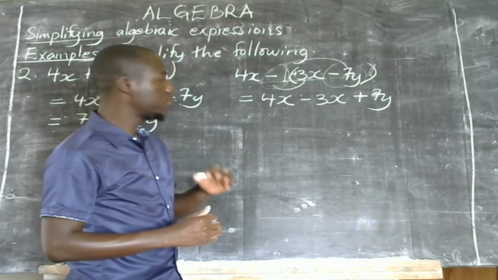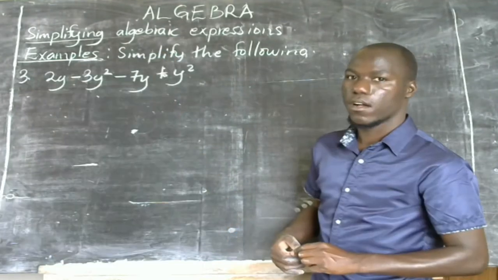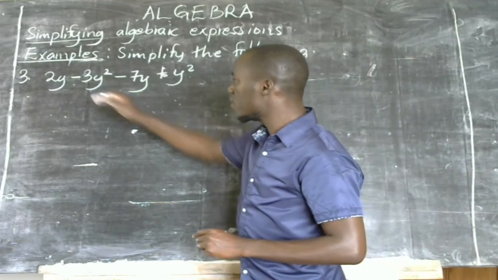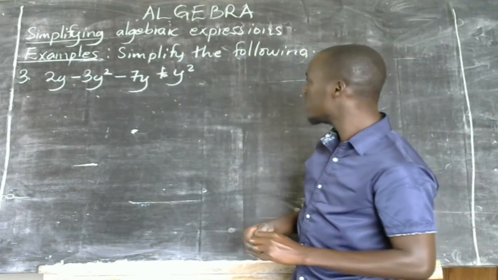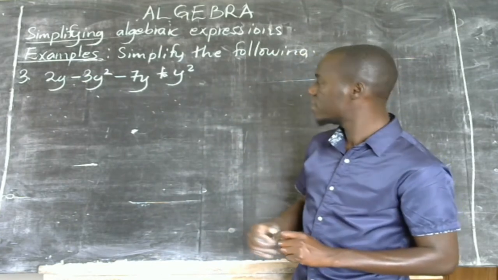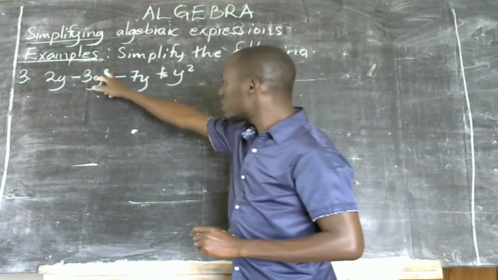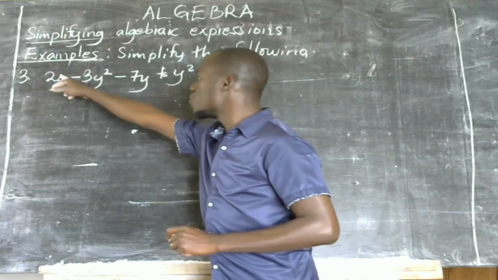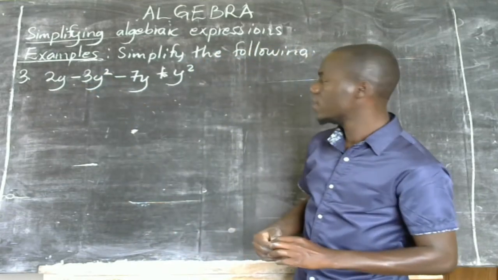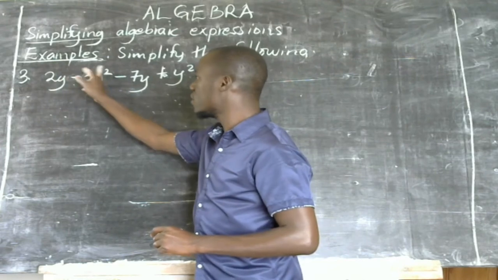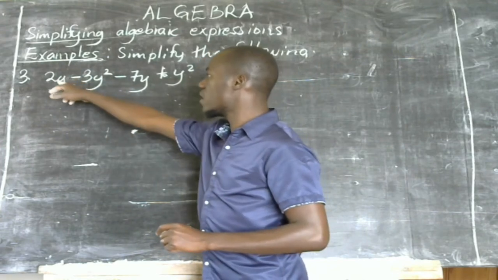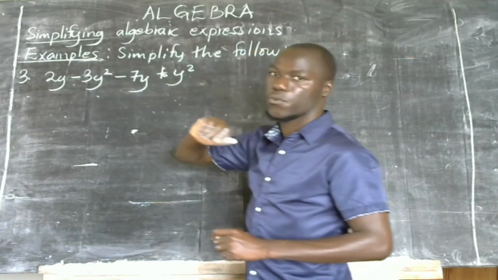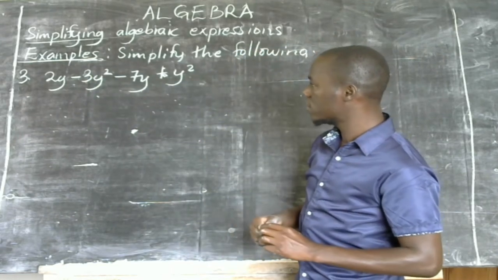Negative times negative, you get a positive. Our example 3: 2y minus 3y squared minus 7y, then plus y squared. Now, the y squared is not a like term to y. I explained earlier that the powers of the unknowns are different. This y here has a power 1 and this y here has a power 2. So they are not like terms.